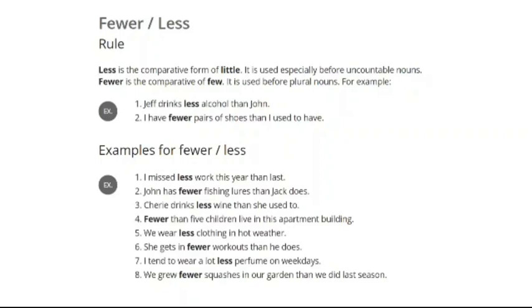For example, Jeff drinks less alcohol than John. I have fewer pairs of shoes than I used to have. I missed less work this year than last. John has fewer fishing lures than Jack does. Cherry drinks less wine than she used to. Fewer than five children live in his apartment building. We wear less clothing in hot weather. She gets fewer workouts than she did. I tend to wear a lot less perfume on weekdays. We grew fewer squashes in our garden than we did last season. So these are the examples of fewer and less.